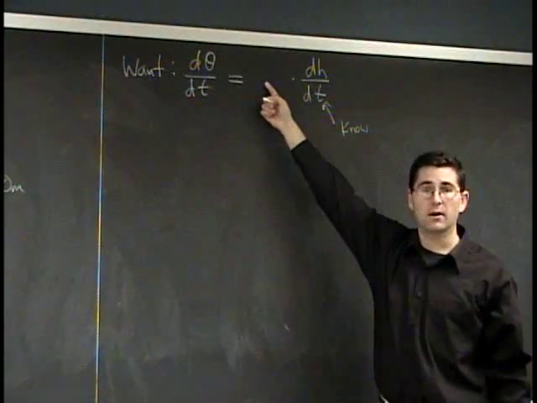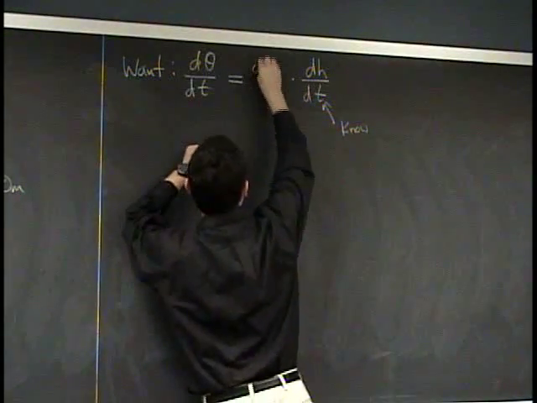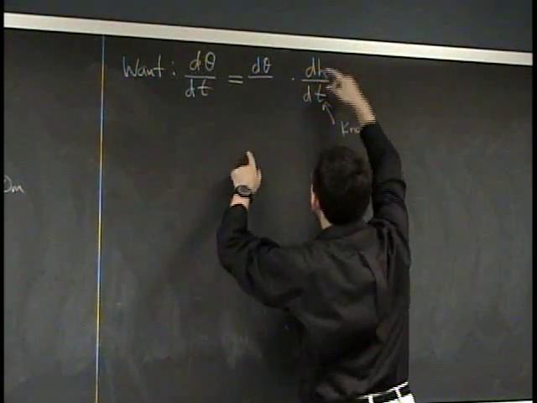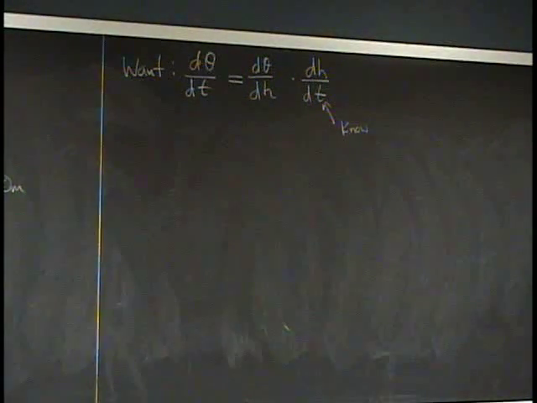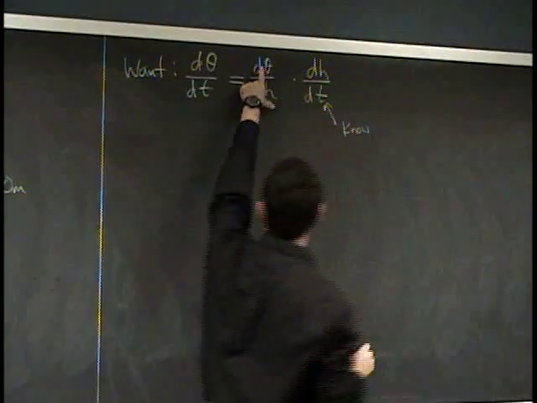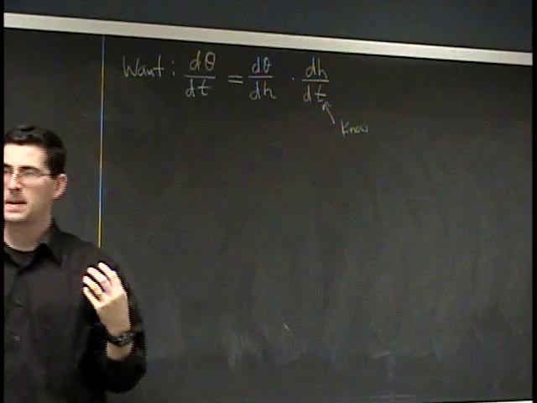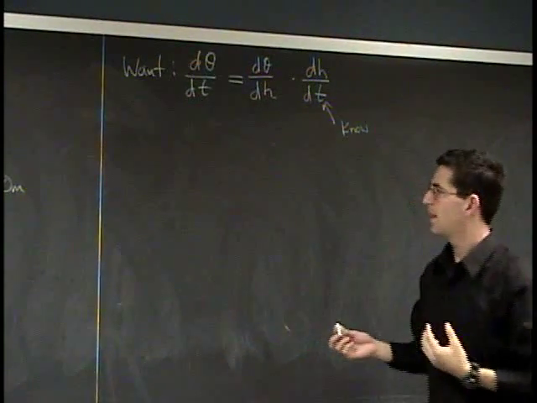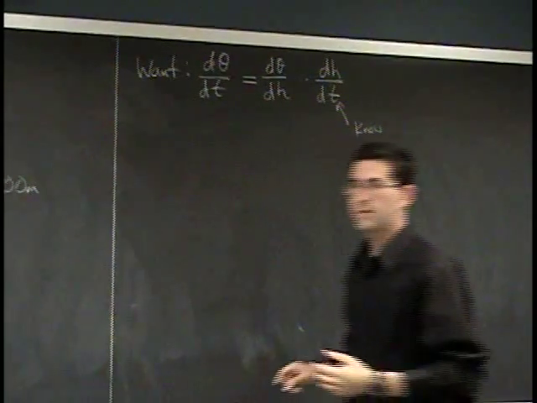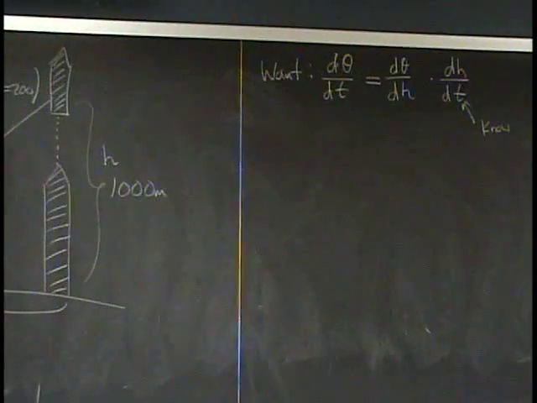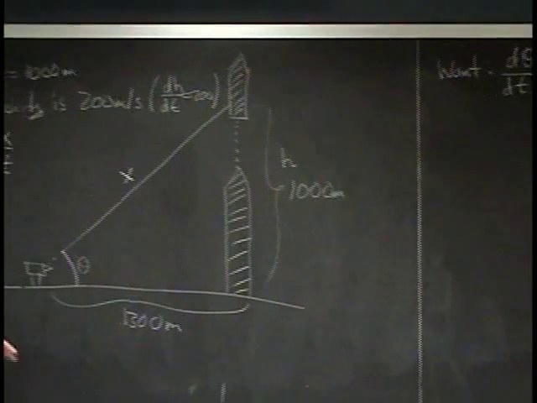So what do I need to put in here? d theta over dh. d theta over dh, right? I take the numerator of what I want over the numerator of what I know. Okay, so this means that I need to write down some formula that has both theta and h in it. Is theta equal to arctan? Generally this is h, right? Arctan b over a. Okay. Which is b, which is h. A, which is 1,300. Okay, so let's take it slow.